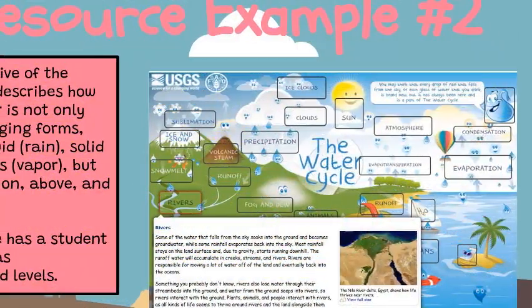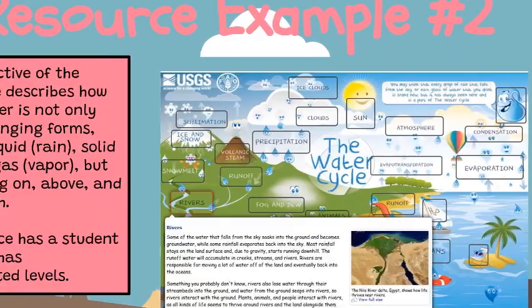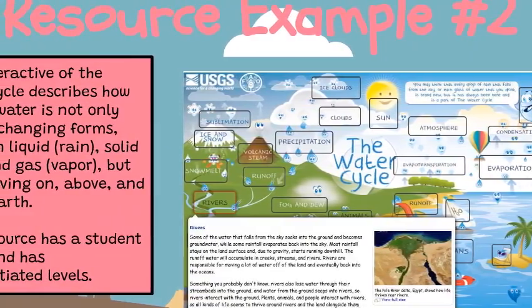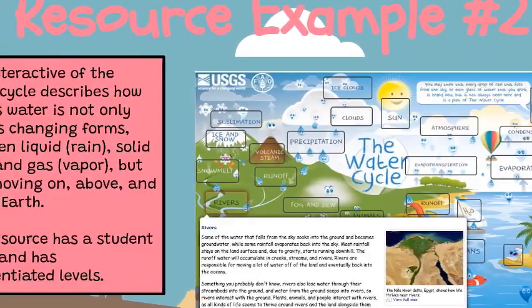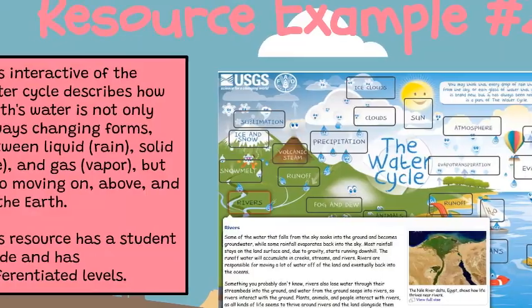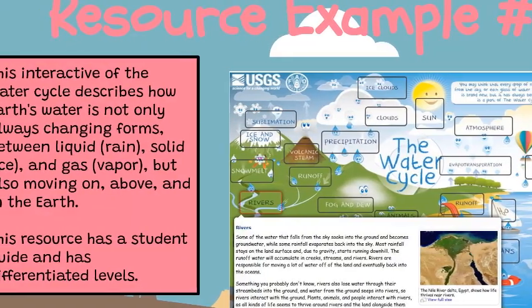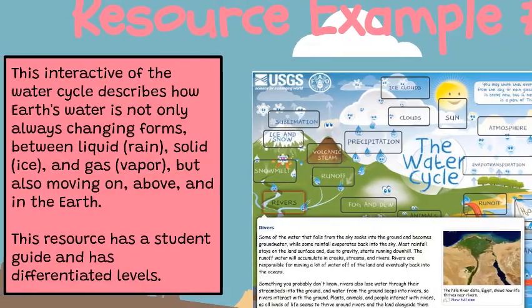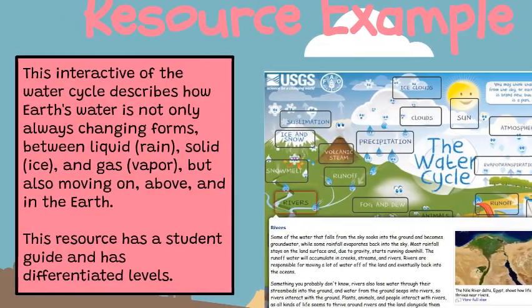Resource example number 2 is an interactive. This interactive of the water cycle describes how the Earth's water is not only always changing forms between liquid rain, solid ice, and gas vapor, but also moving on, above, and in the Earth. This resource has a student guide and has differentiated levels, and the link is in the slide.